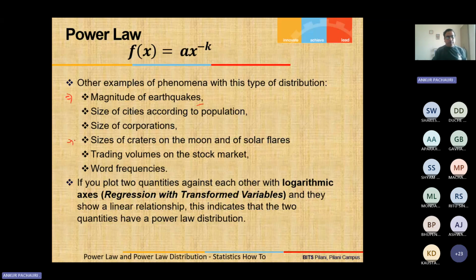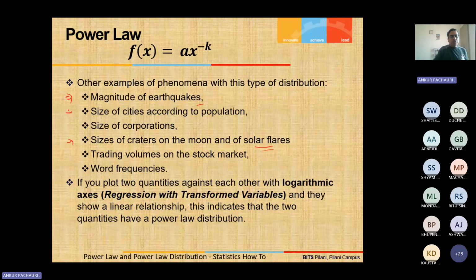Size of the craters on the moon. There are millions of craters on the moon, but there are a few very large ones, which are visible, because of some bigger impact. Solar flares. Solar flares come out of the sun every second, every millisecond. But there are very few solar flares that have an impact on the environment of a particular planet. Once in a year, twice in a year, once in a month, whatever it be. But that activity happens at every second, at every microsecond. But an impactful event is very rare.